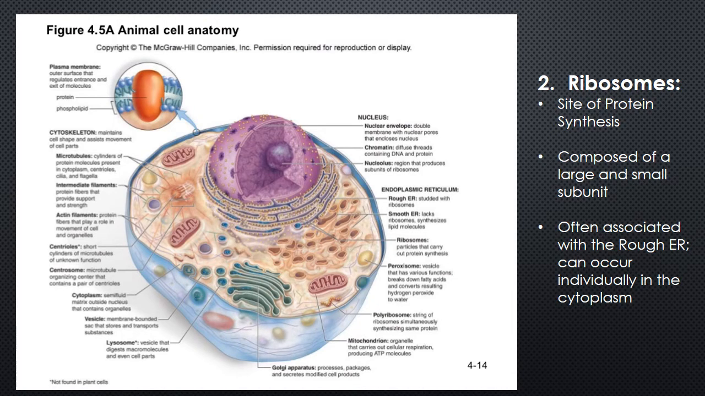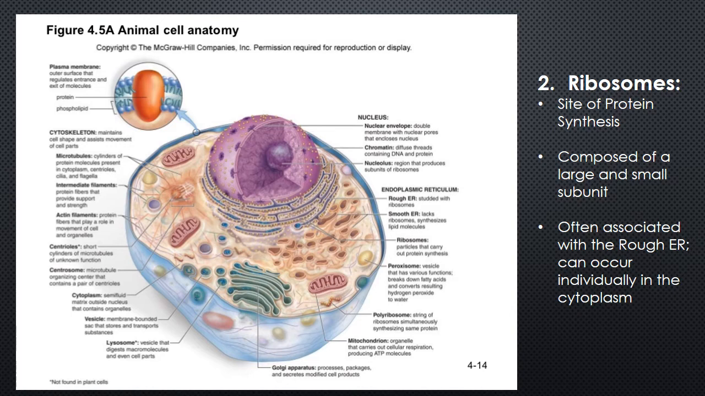Because we just talked about the nucleus, I want to talk about the ribosomes. That's because we talked about the ribosomal subunits being assembled in the nucleolus, or at least the subunits of them. So ribosomes are the site of protein synthesis. Every protein that's made in your body is made within these ribosomes. They are composed of a large and small subunit, and they are often associated with what we call the rough endoplasmic reticulum. The reason it's called rough is because it contains ribosomes.